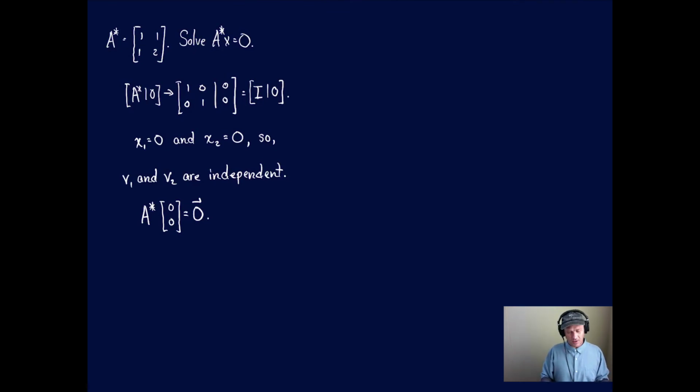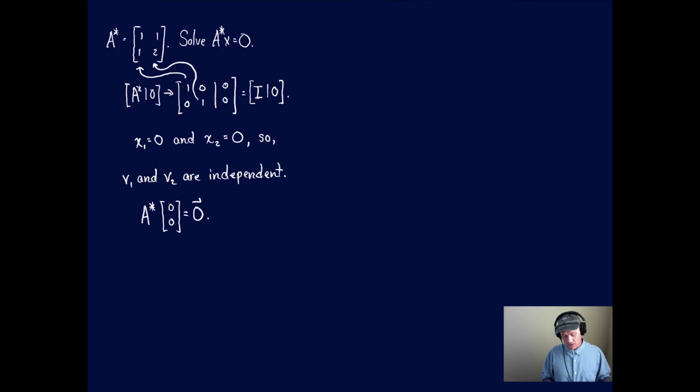Now, what also does this mean? This just means that if you start with A star and you end with I, then the columns of A star are independent columns, and this first pivot says that the first column, and this next pivot says that the second column, those two columns form a basis for your space. Okay?